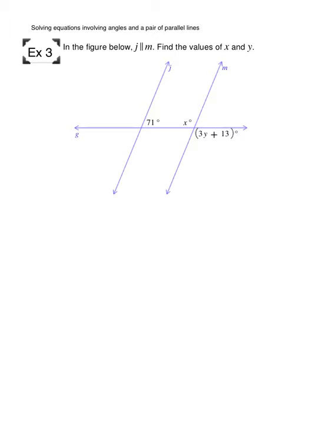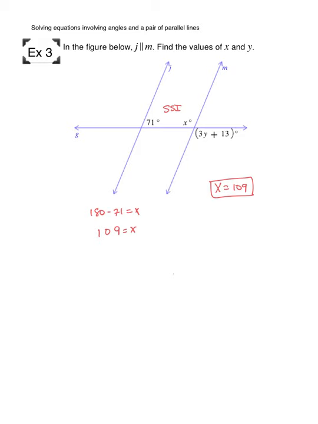Now, when I look at this, I see that 71 degrees and angle x are same side interior. So they add up to 180. 180 minus 71 equals x. x equals 109 degrees. That's nice. Good, I've got x.